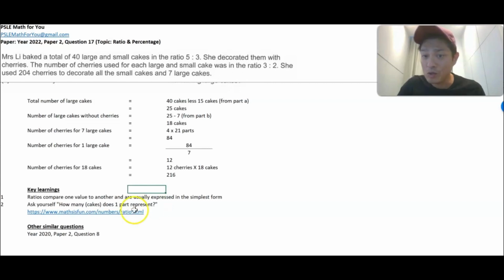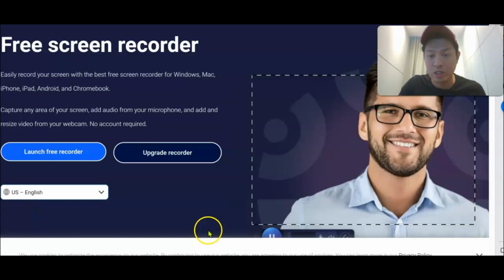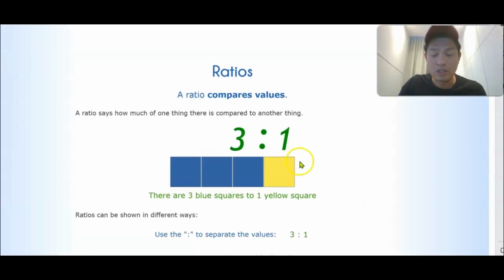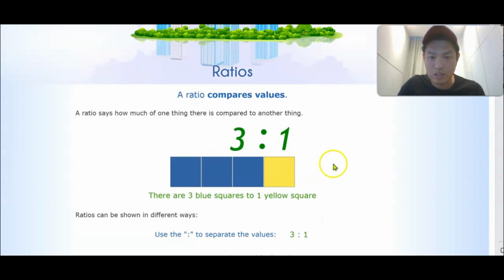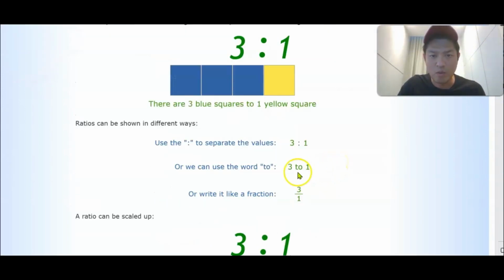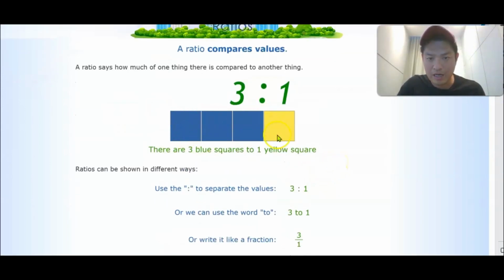Now, I've also come across this Math is Fun website that was quite interesting. I thought they had quite nice visualizations. It looks quite simple, and I'm just going to share it with you. This is what it looks like. It tells you a bit about what ratios are, and has some pretty simple visualizations too.